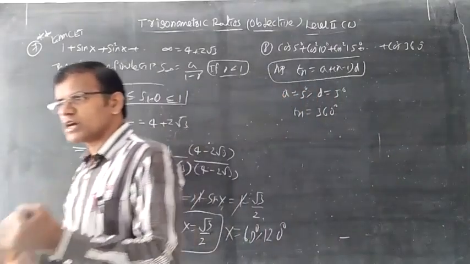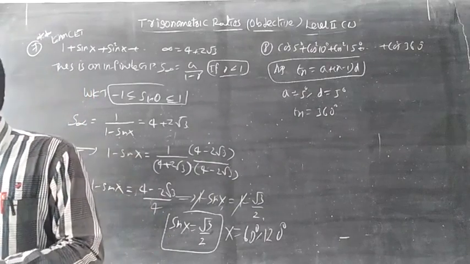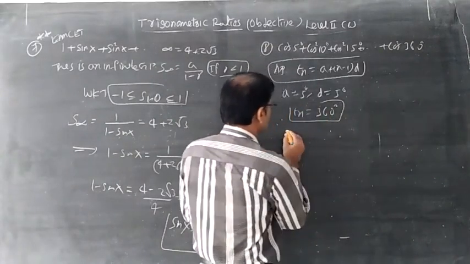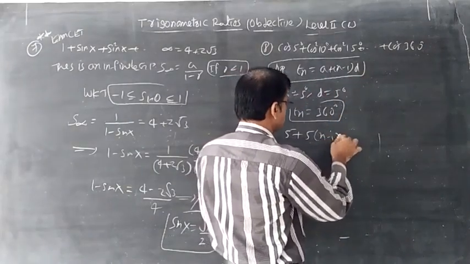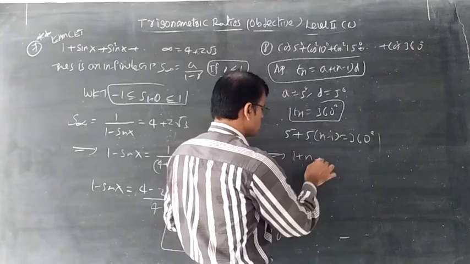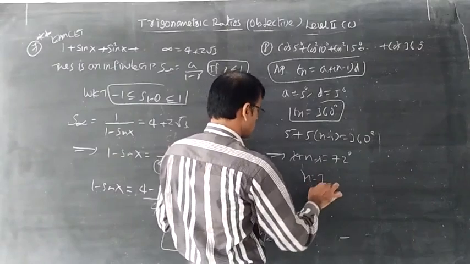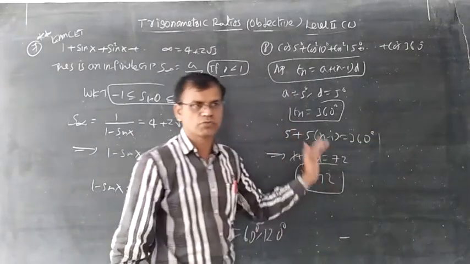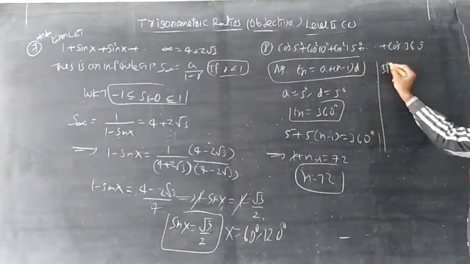Cos square 5 is one term, cos square 10 is the second term, cos square 15 is the third term, like that. Cos square 360 is which term? The 10th, 11th, 8th, we cannot say. That is why Tn is equal to 360. Apply the formula a plus n minus 1 into d: 5 plus 5 into n minus 1 is equal to 360. Divide by 5. It becomes 1 plus n minus 1 is equal to 72. The 1 and minus 1 get cancelled. n is equal to 72. These are not degrees, these are terms. 72 terms are there.